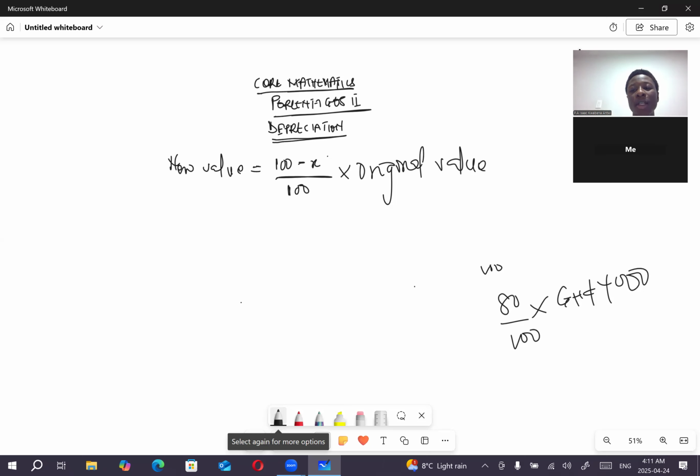So this becomes the first formula for questions where they will ask you to look for the new value given the original value and the depreciating rate. X is any value in percent, but when you are writing, don't include a percent. Then I said the subsequent formulas came about by changing the subject.